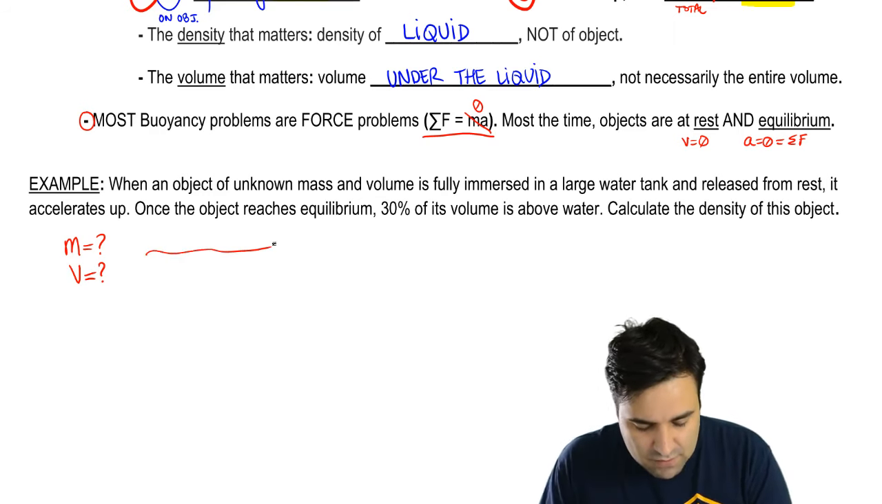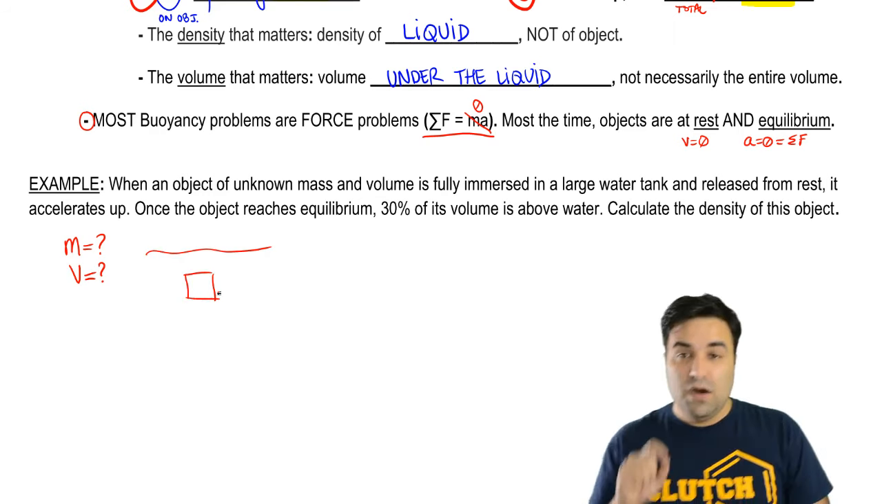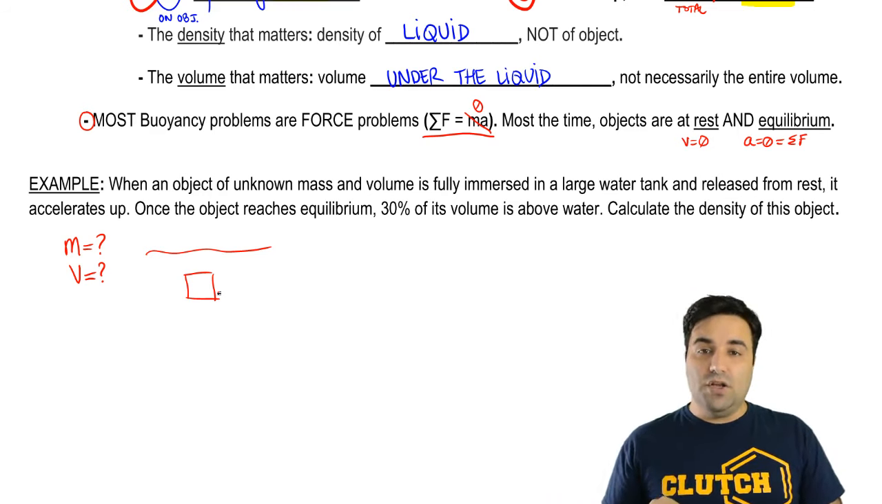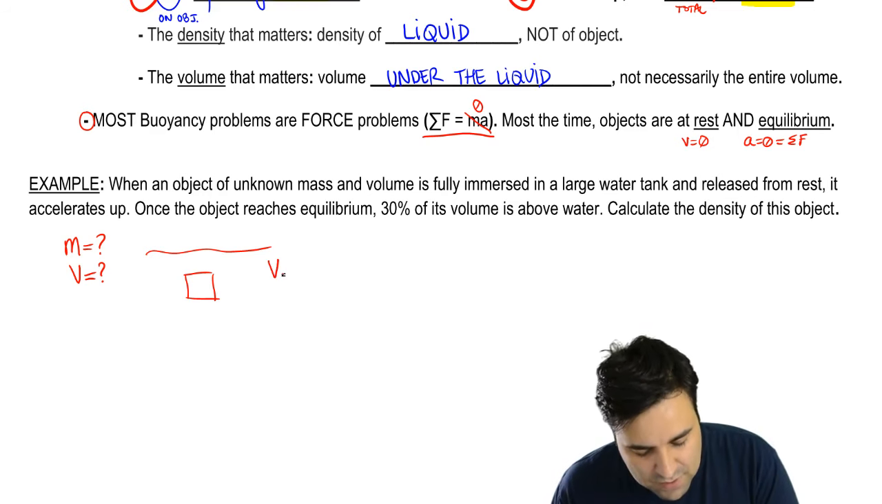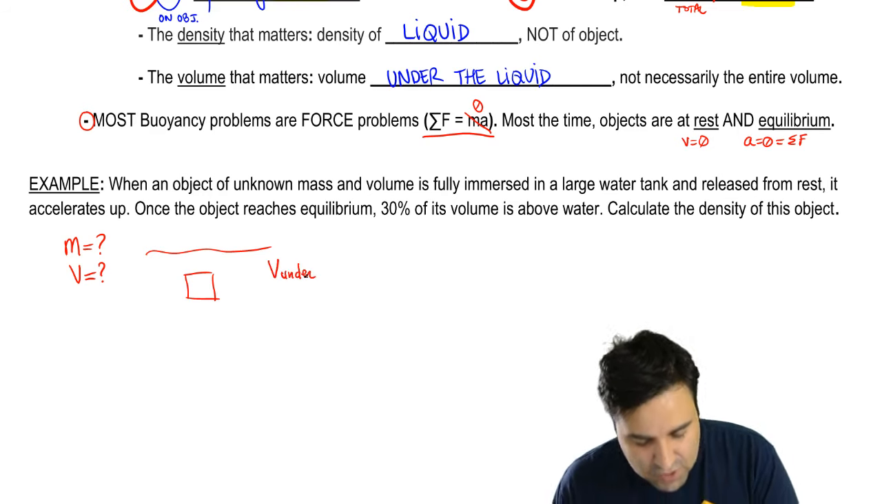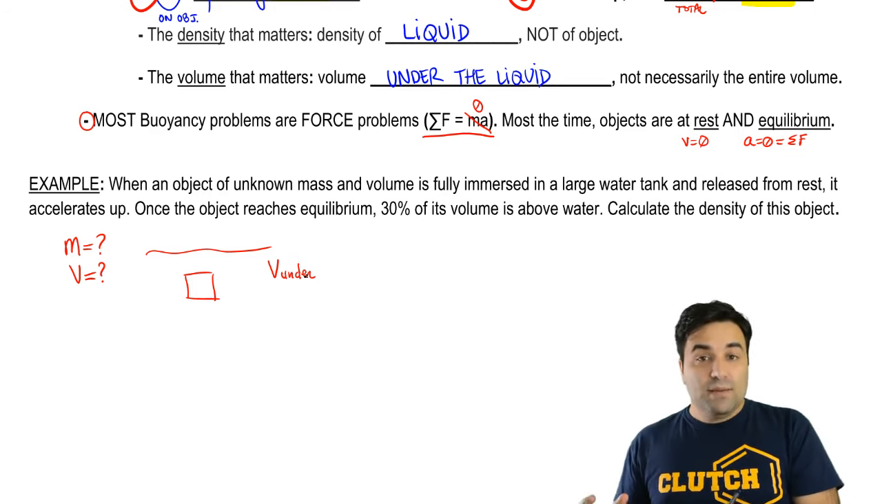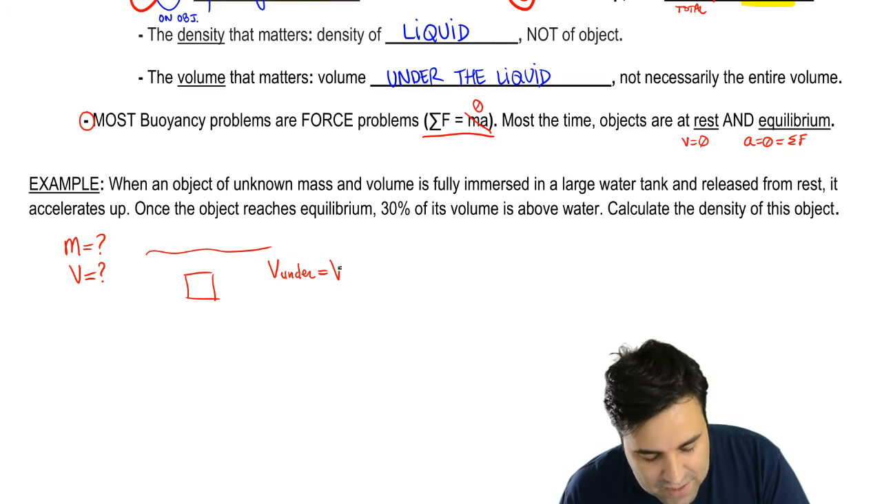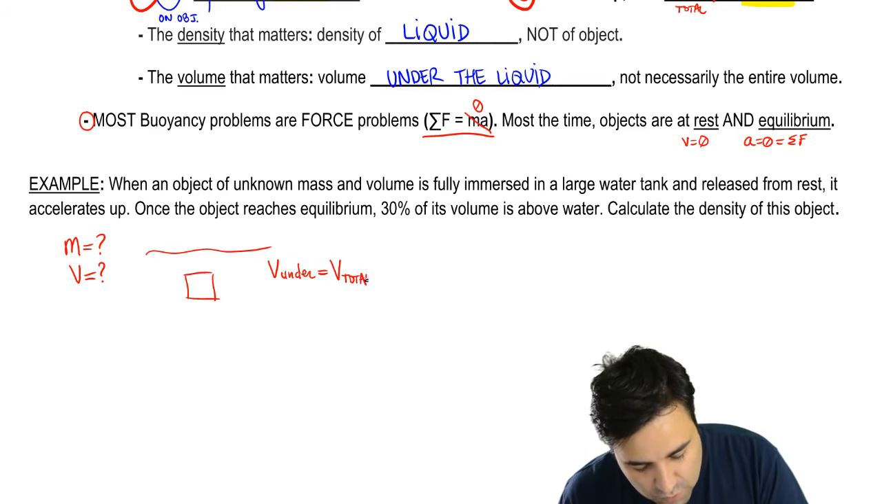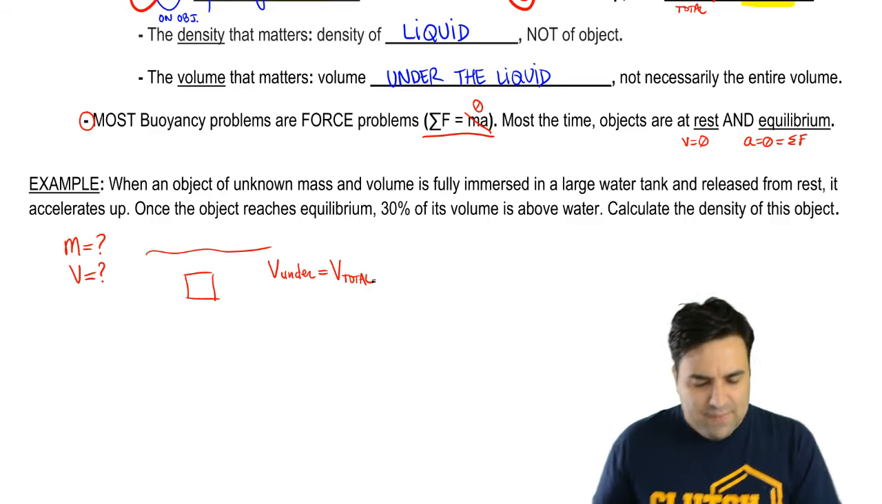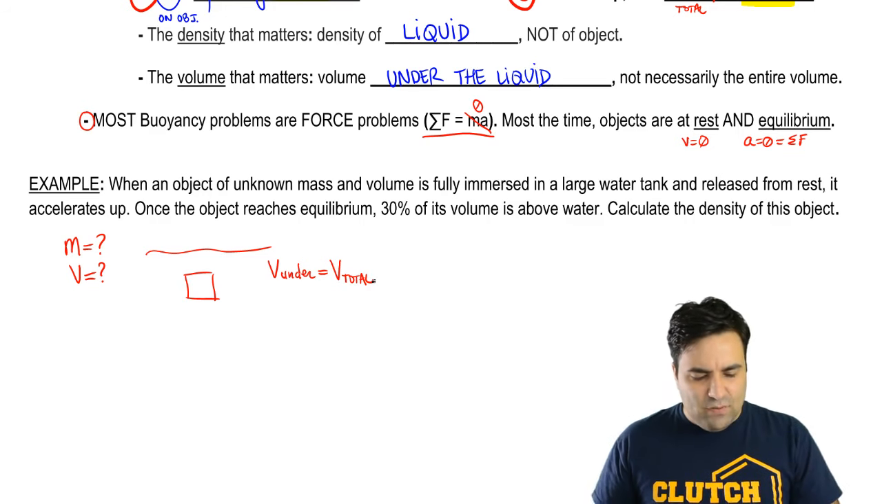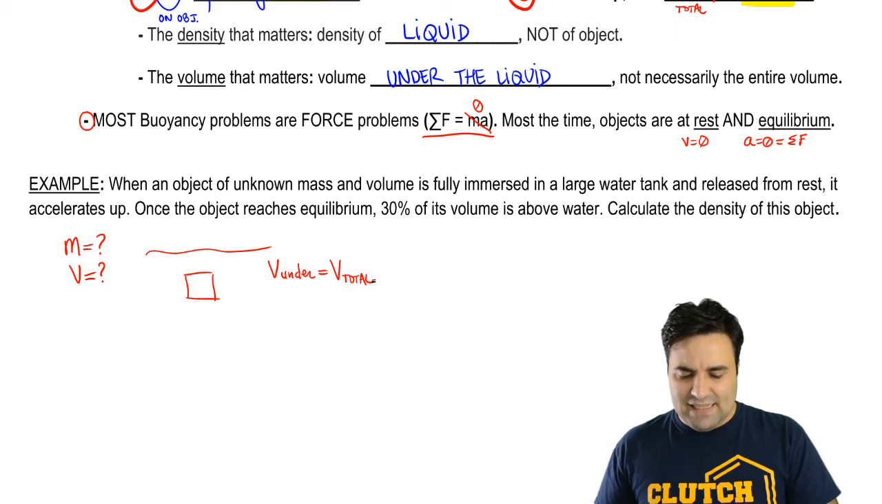Let me draw that. Fully immersed means you're entirely underwater. Remember I told you there's two kinds of volumes, right? There's volume under and there's volume total. Because you are fully immersed, this means that volume under equals volume total, okay? In a large water tank and released from rest, it accelerates up.